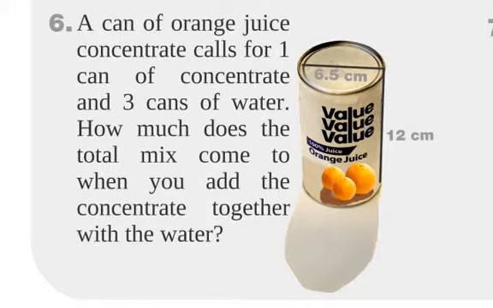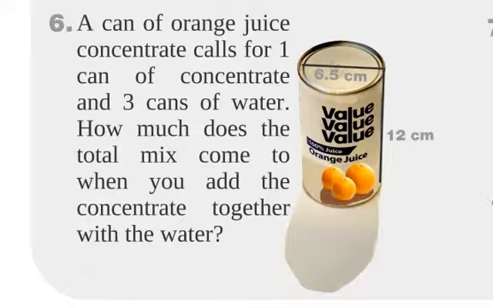All right, see if you can do this one on your own. A can of orange juice from Value Orange Juice calls for 1 can of the concentrate plus 3 cans of water, so 4 cans total. How much does the total mix and the water come to when you add the concentrate together with the water? 6.5 in diameter, it's 12 centimeters tall. How much orange juice are you going to make?